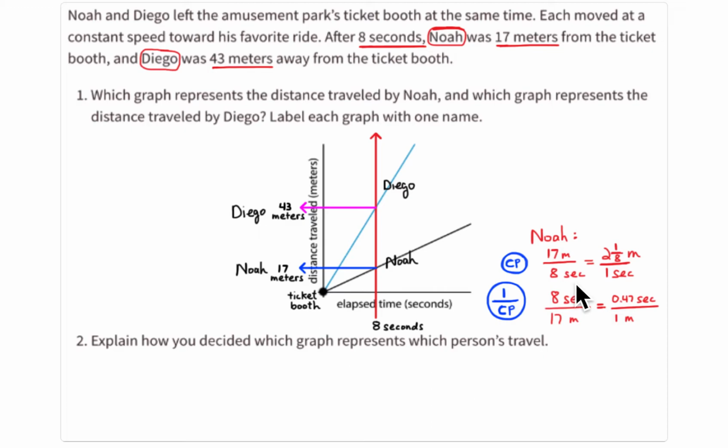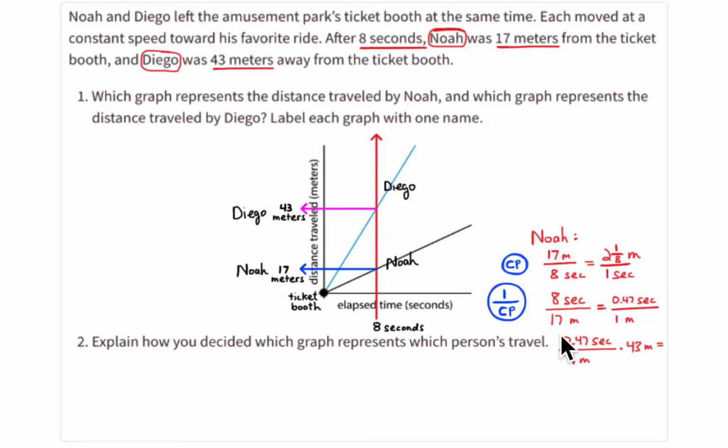And so this is the constant of proportionality, his speed. He's traveling a certain distance per time. So this is the y value, this is the y-axis, and this is the x-axis, the time. That gives you a constant of proportionality. But notice his pace is the reciprocal of that constant of proportionality. So it's 8 seconds per 17 meters, which simplifies to approximately a half a second per meter. So that is the reciprocal of the constant of proportionality.